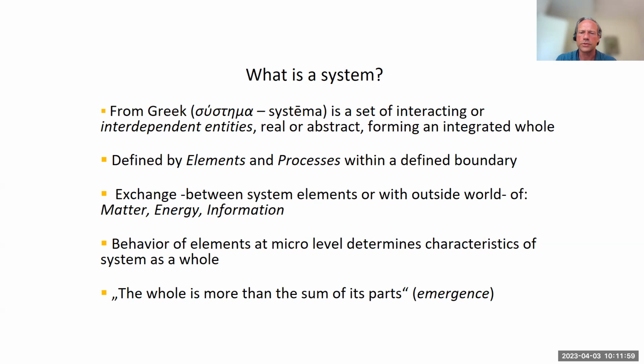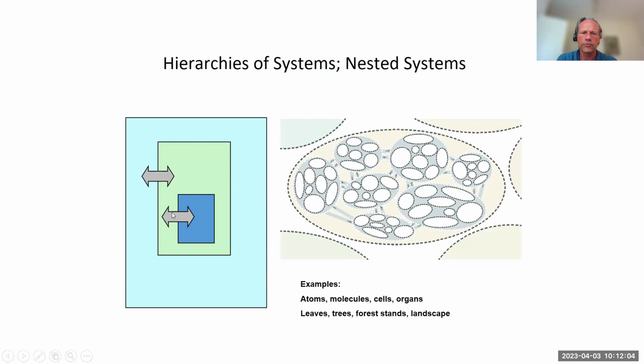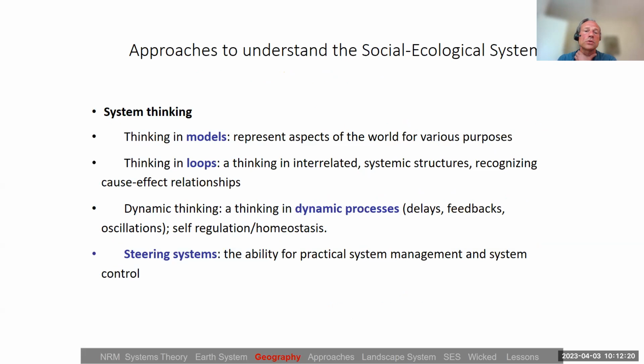Here you have a very simple visualization of what is a nested system. The blue is nested in the green is nested in the turquoise, and then you have interactions. And of course, also the other example I gave with the cell and so on. Then also, we are often describing systems with models that are representations of the real world systems. We are thinking in loops.